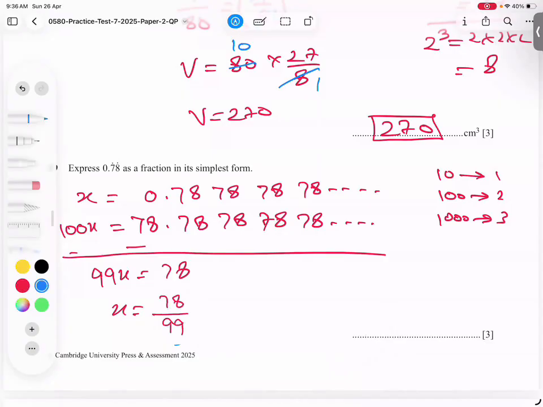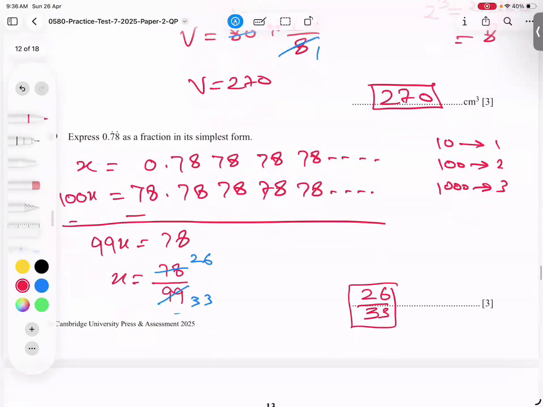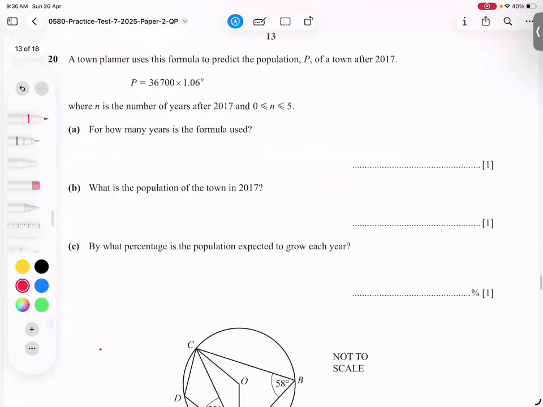So cancellation with the table of 3: 3 times 2 is 6, and 3 times 6 is 18. So 26 over 33 is our final answer. Next, we have question number 20.